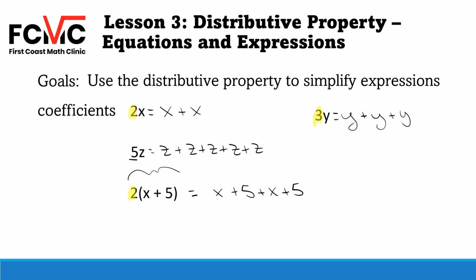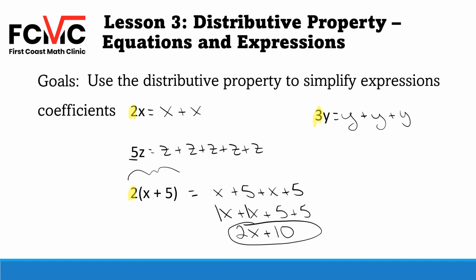So thinking back to our previous video on like terms, we can group our like terms together. Like terms are going to be the x's, so x plus x, and the 5s, 5 plus 5. The coefficients here are going to be 1. So 1x plus 1x gives us 2x, and 5 plus 5 gives us 10. So this is our simplified expression.